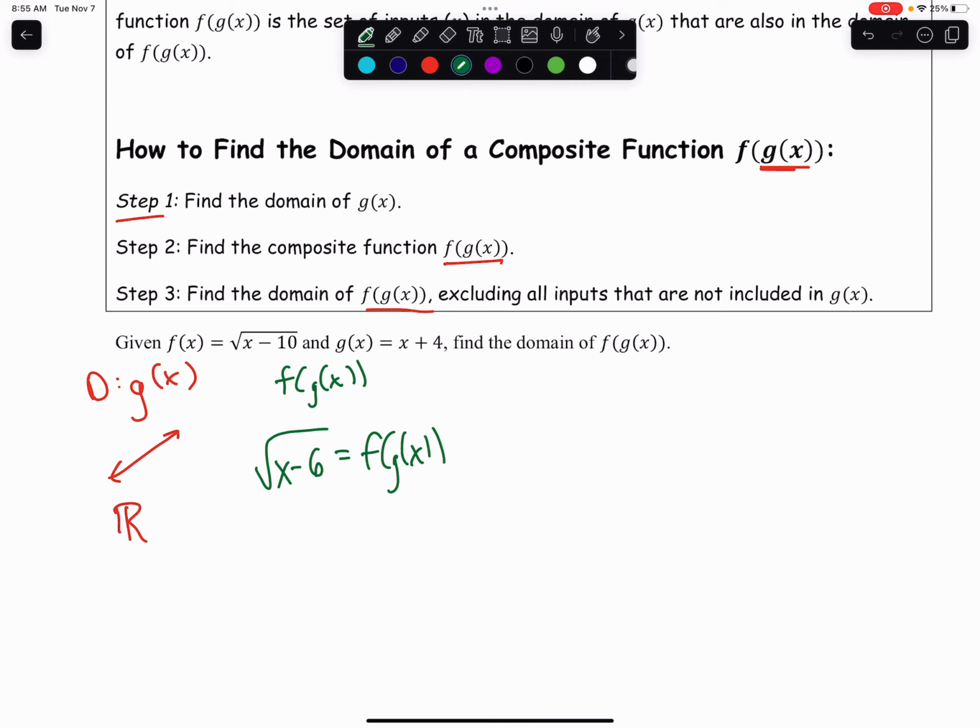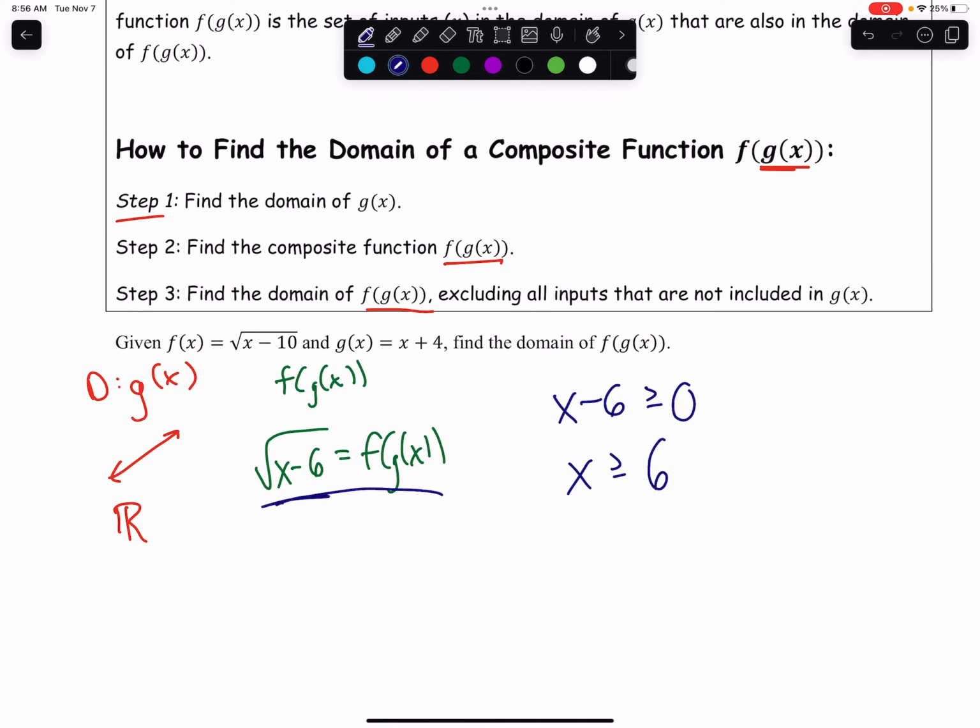Now I have to find the domain of f of g of x. So if I look at f of g of x here, what cannot happen? Well, we can't have a negative inside the radical, or else it's an imaginary number. So I would set x minus 6 greater than or equal to 0. So the domain of the composite function would be x is greater than or equal to 6.